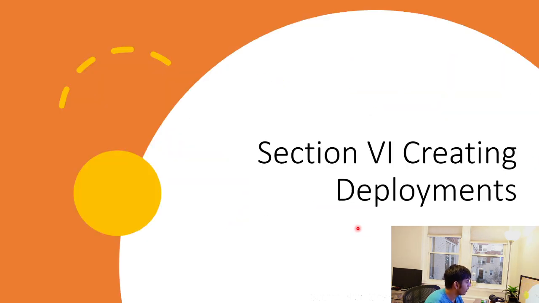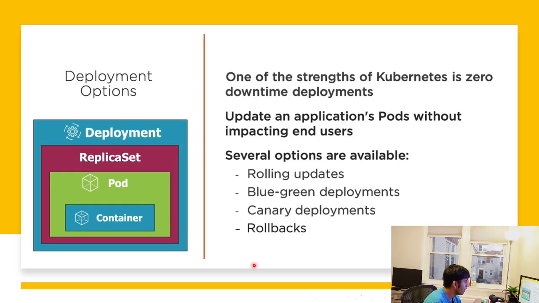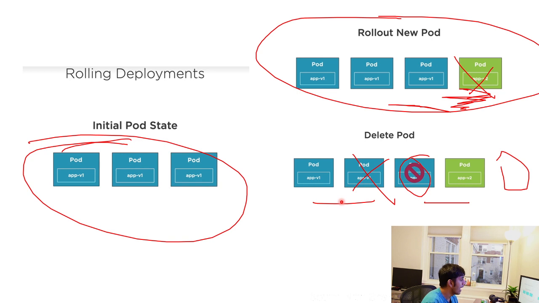So that's that. Okay, section 6, creating deployments. This is going to be a little tricky. As I said, deployments is nothing but, you can specify what kind of deployment strategies you want. For example, rollback, rolling update, canary deployment, blue-green deployments, and much more might be there.